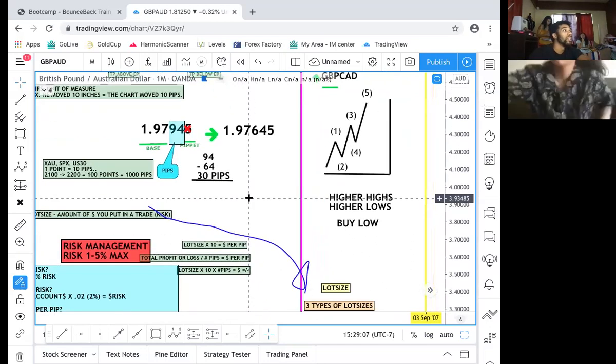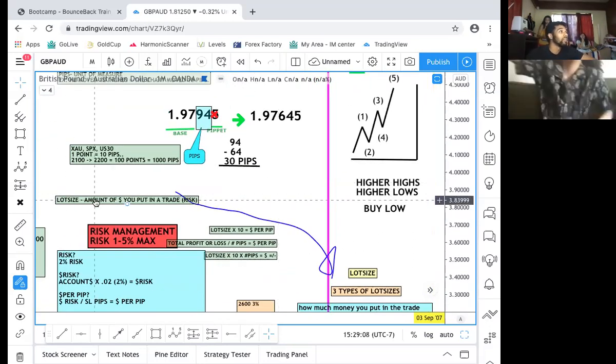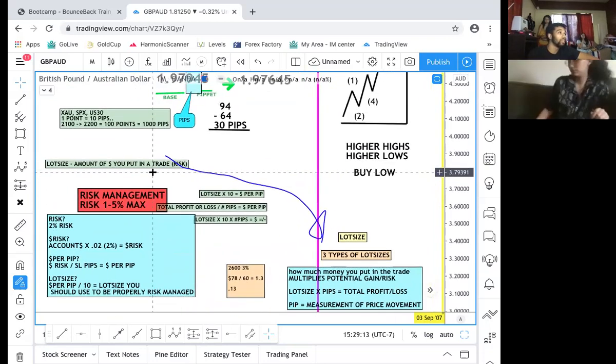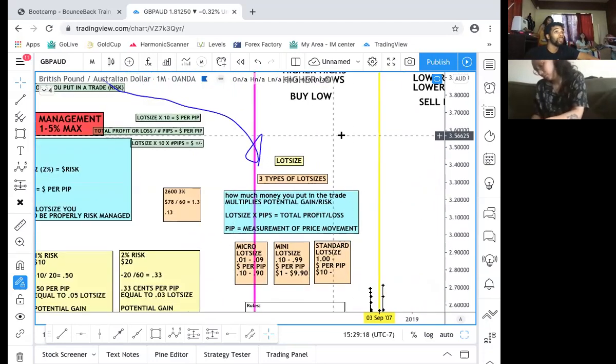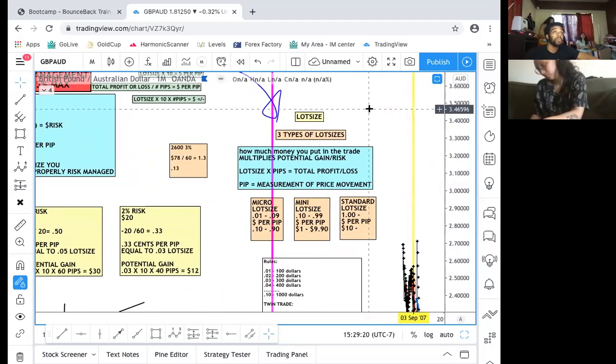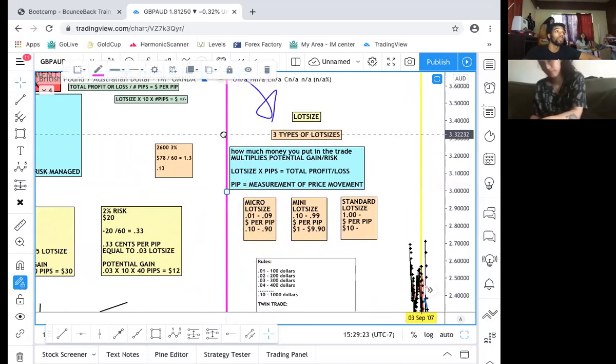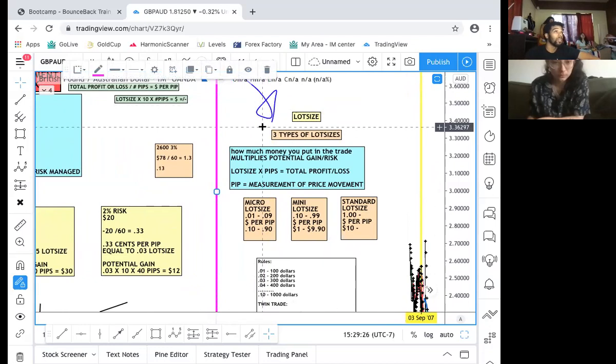So now, the next thing we want to know is our lot size. What our lot size pretty much is, it's how much money you're putting into the trade. It's how much you're really risking. So we have 3 types of lot sizes. Sorry for this line, family.